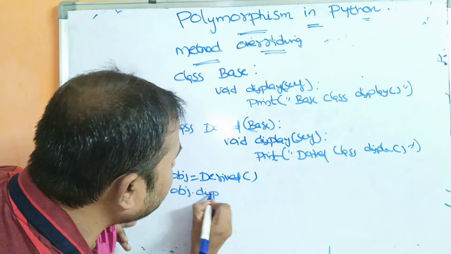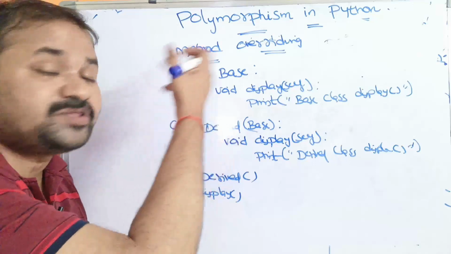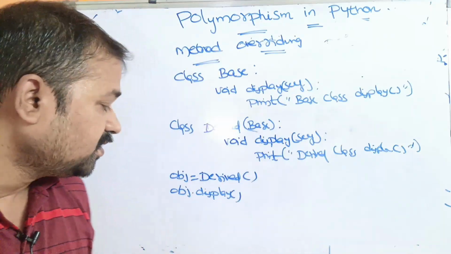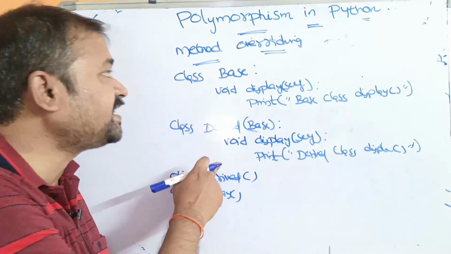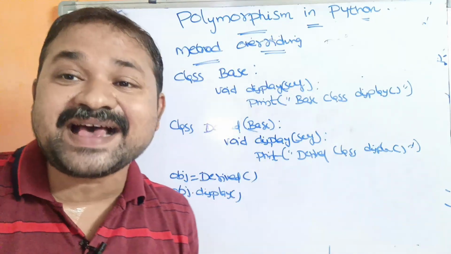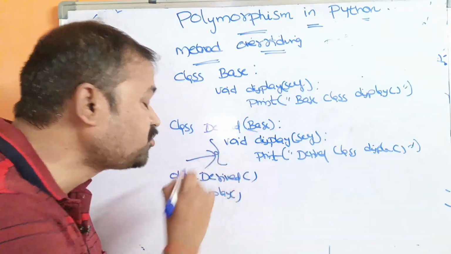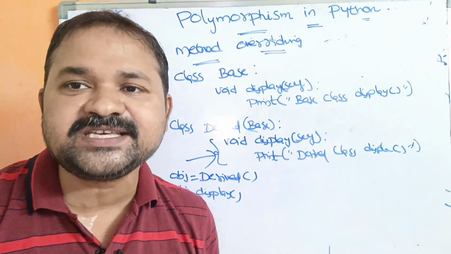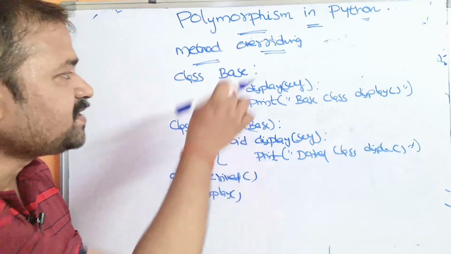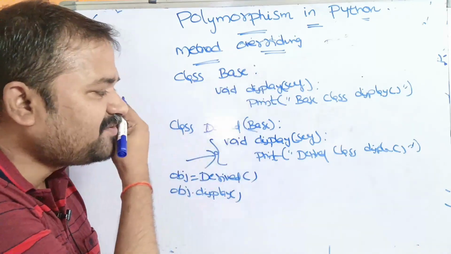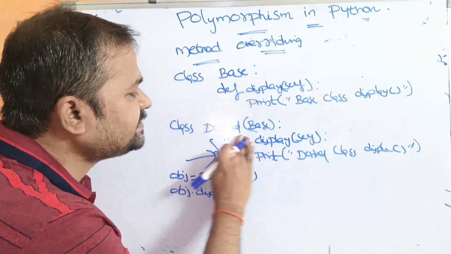Whenever we call the display method, the display method is available in both the derived class and the base class. So the derived class display method will override the base class display method. That means the derived class display method is going to be executed, and this process is called method overriding. We can implement method overriding only when the base class and derived class contain, here it is def.